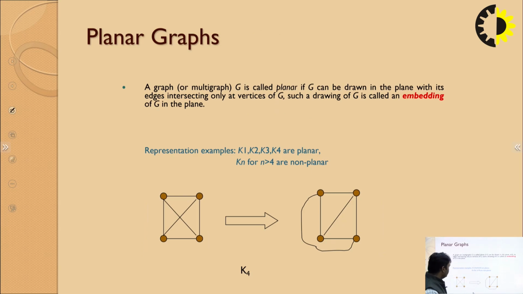Planar graph: if we construct a graph in which there is no overlapping between edges, that is, if a graph can be drawn in a single plane without intersecting edges, then the graph is known as a planar graph.